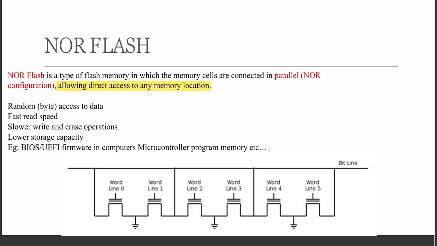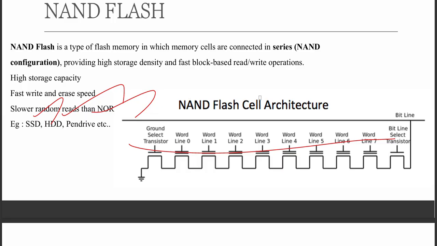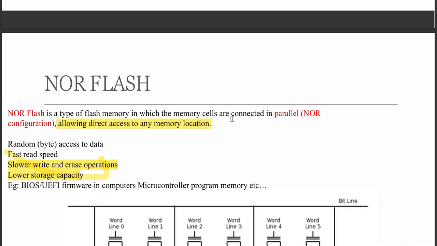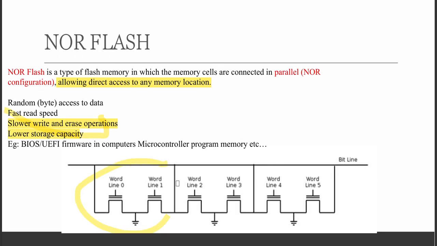So NOR flash has faster read speed, slower write and erase operations, and lower storage capacity. Here, multiple data are stored in a single block. Multiple memory cells together are called a block. But in NOR flash, each block contains only one cell, which means the storage capacity is much lower in each block. That's why it is called lower storage capacity.